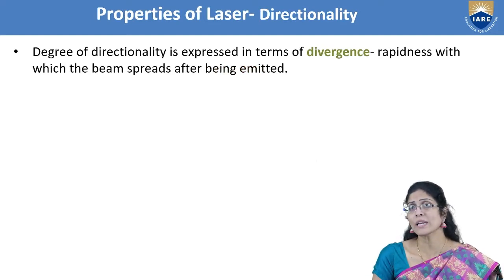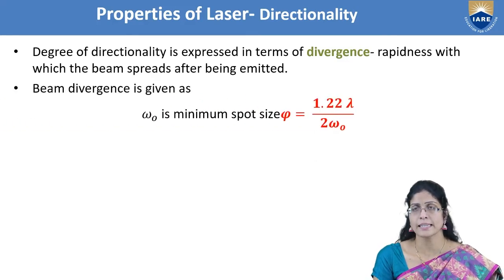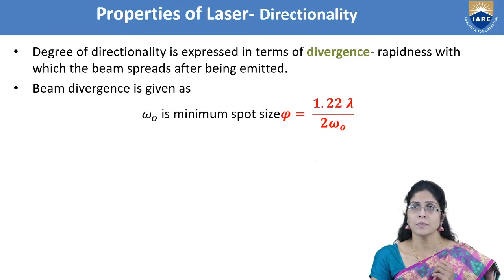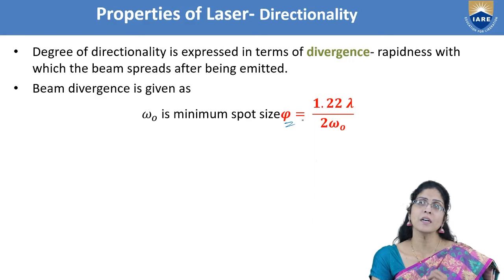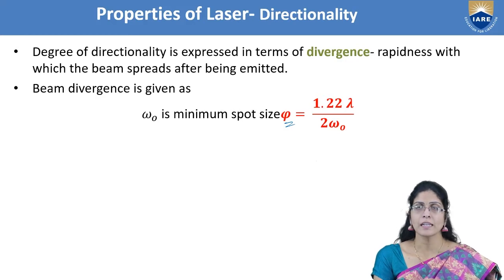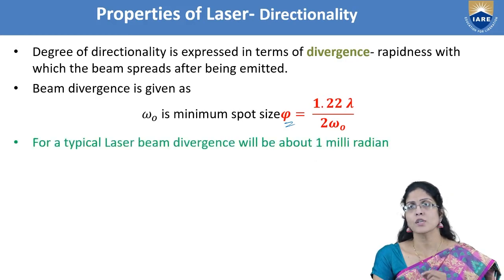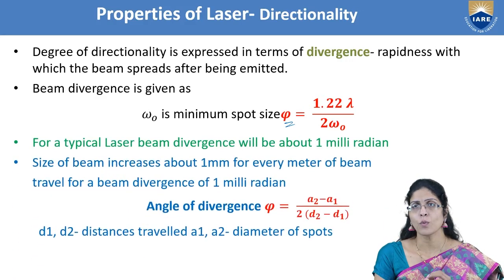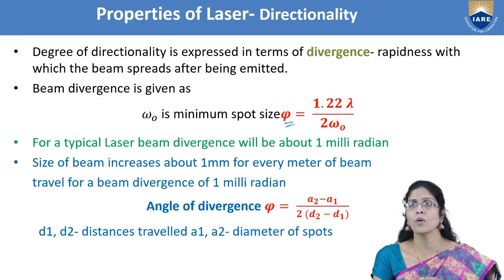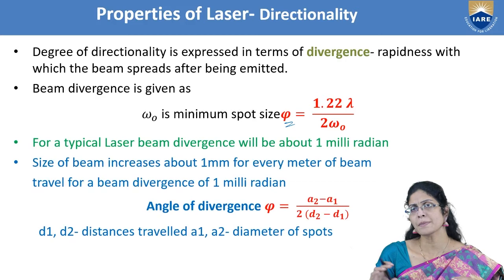Divergence is nothing but how rapidly the beam is spreading after being emitted out. So if you have to understand it in terms of the spot size, the beam divergence phi is given as 1.22 times the wavelength by 2 times the minimum spot size. So that will help you to arrive at the beam divergence. For a typical laser beam, the divergence will be 1 milliradian. And will the divergence be the same as the laser travels? No, it will not be the same.